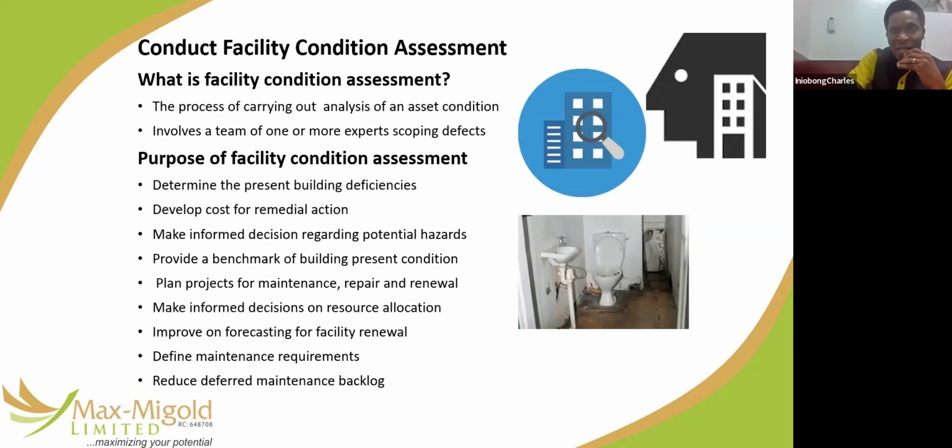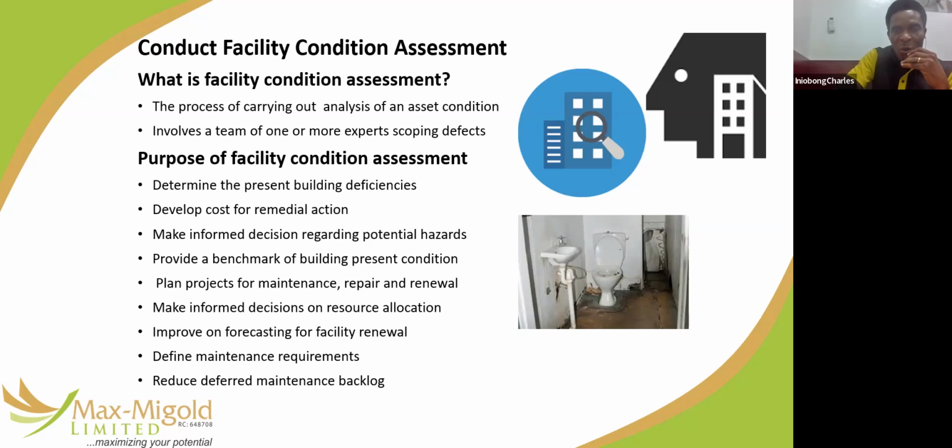So it is the process of carrying out analysis of an asset's condition. And what are you basically doing? You are basically checking for faults, checking for deficiencies in that asset. When you outline that deficiency, you now want to calculate how much you will spend to upgrade that facility. That's what you begin to present to management.